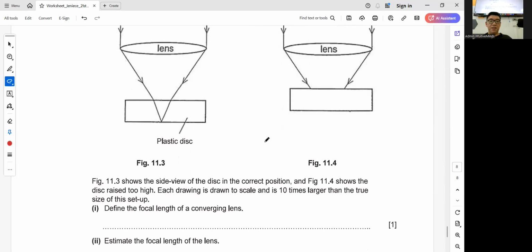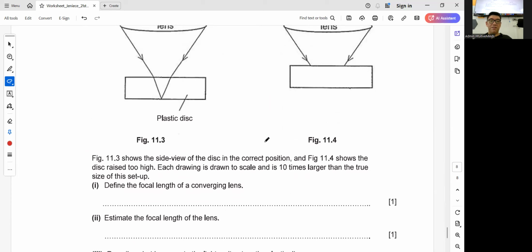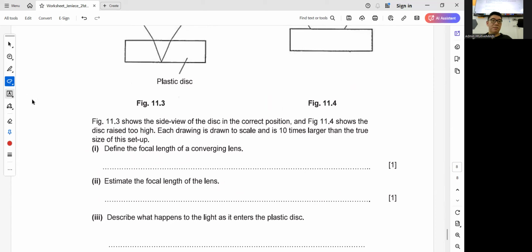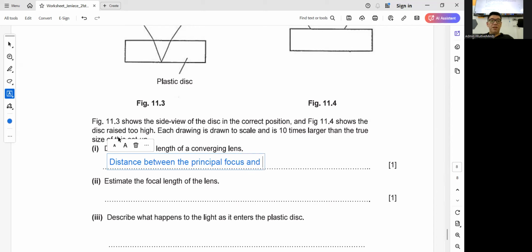Define the focal length of a converging lens. I think that's the standard definition question. It's the distance between the principal focus and the optical center of the lens. There we go.